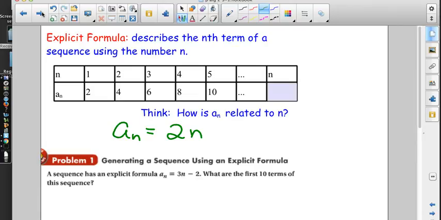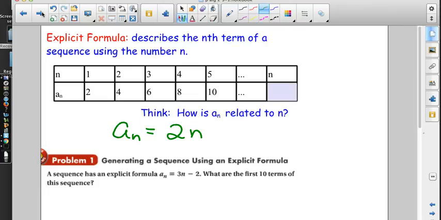So if we want the 150th term, we're going to put 150 right here to symbolize that it's the 150th term. And we're going to take 2 times 150 and get 300. We don't need to do all of the terms leading up to the 150th term. We just need that one. This is definitely the best way to write a formula.